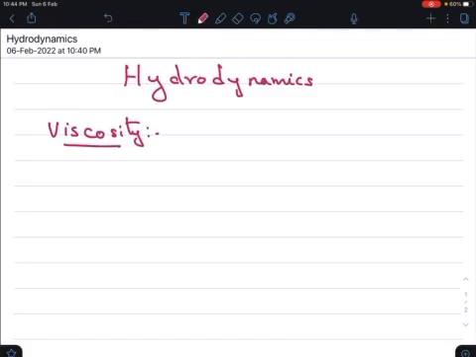So you have always heard about viscous liquids. You can see that water is less viscous when compared to honey. So what is viscosity? It is a property of a liquid which tends to oppose the relative motions between its various layers.